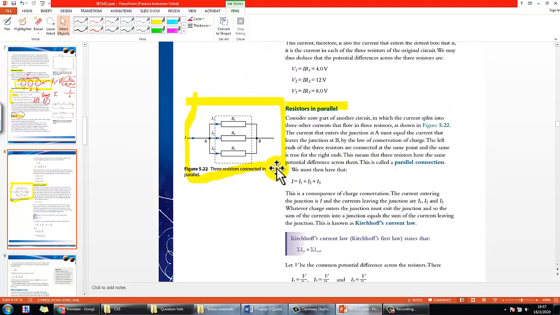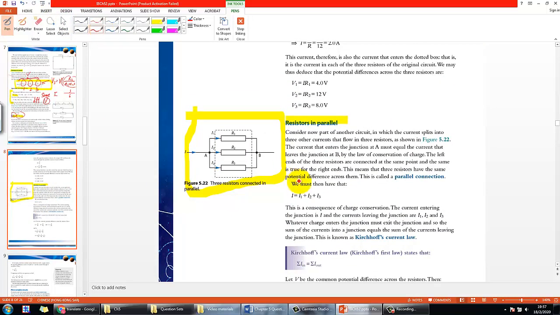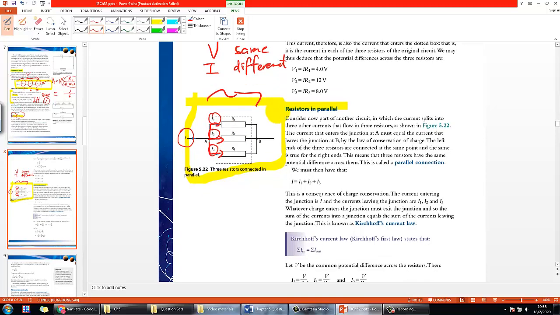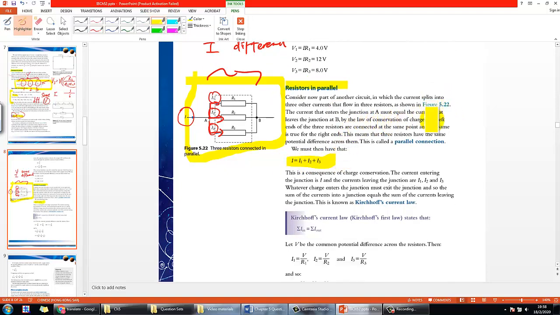As for parallel, it will be basically the opposite case. V is the same because again they are in parallel. However, I should be different, or usually it's different unless they have the same resistance. But when you add them up, for example here I1, I2 and I3, it equals the sum of the currents that are going in. So that's why there is an equation here for the parallel connection.